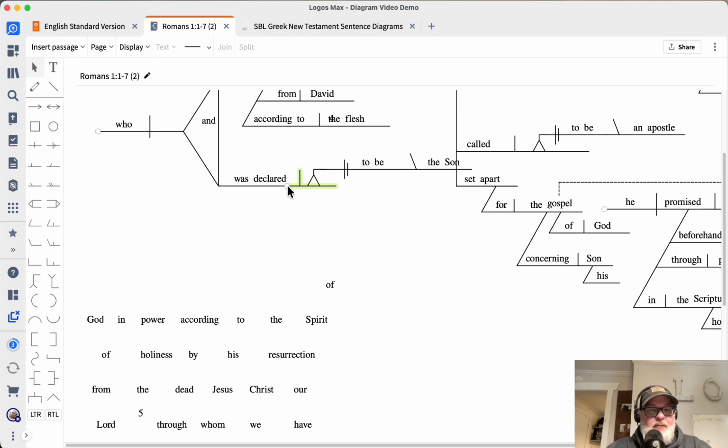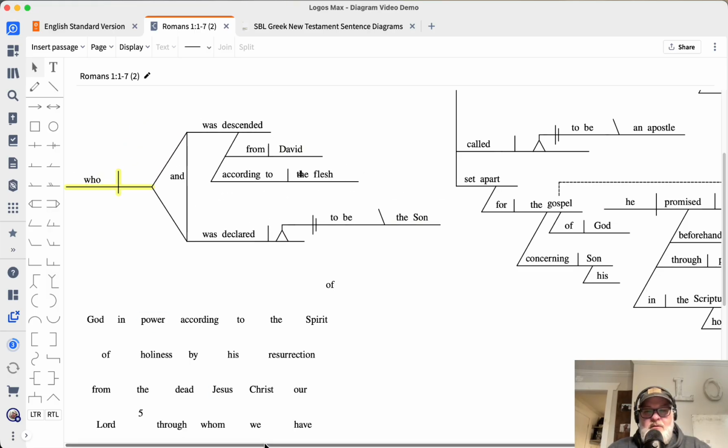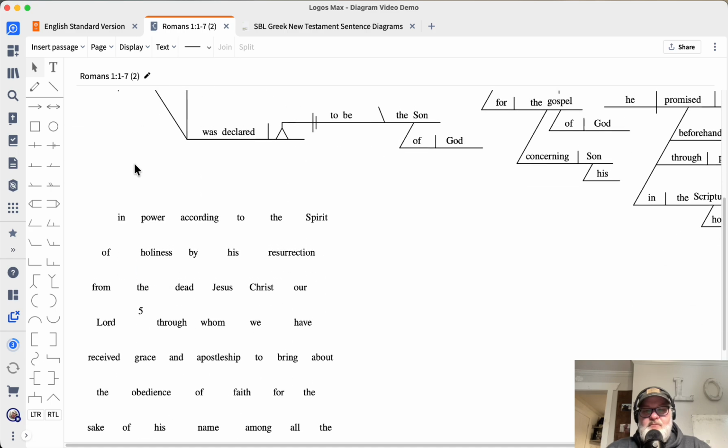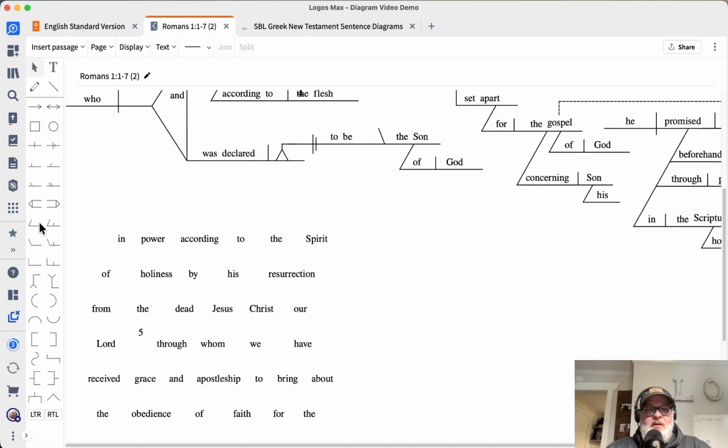And then we have another prepositional phrase here. Well, let me go ahead and attach this here. Quite long. So let me see if I can move this over a little bit. So he was declared to be the Son of God. Obviously, that's modifying the word son. And then it tells us a couple of different things about how he was declared.